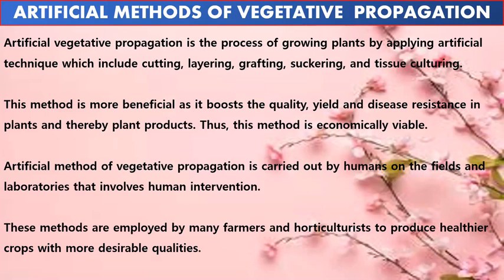Artificial method of vegetative propagation is carried out by humans on the fields and laboratories that involves human intervention. These methods are employed by many farmers and horticulturists to produce healthier crops with more desirable qualities.